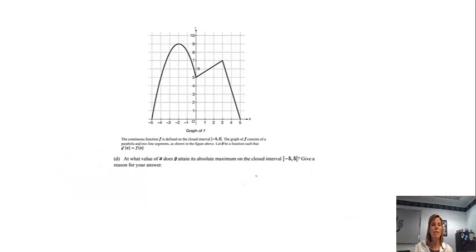Alrighty, D. At what value of x does g attain its absolute maximum on the closed interval -5 to 5? Give a reason for your answer. Again, this is the graph of g prime, because we established that in part C. If I want an absolute maximum, I first need to find critical values, so I need to find where g prime equals 0. Notice that g prime only equals 0 at its endpoints. There's no place in between. So when I go to make a g prime chart, there's really nothing to put. Put -5 and 5 on the endpoints, but there's nothing to put on either side.